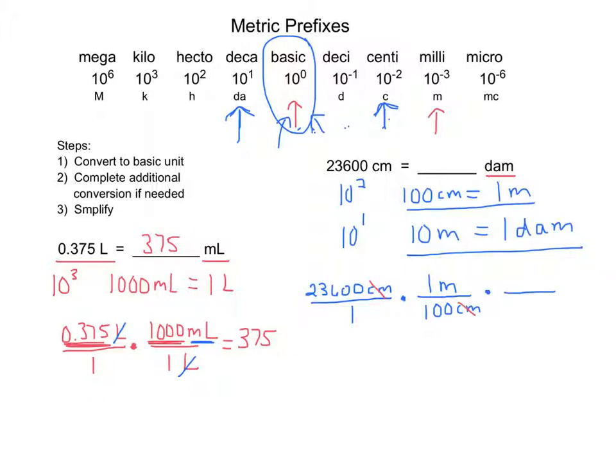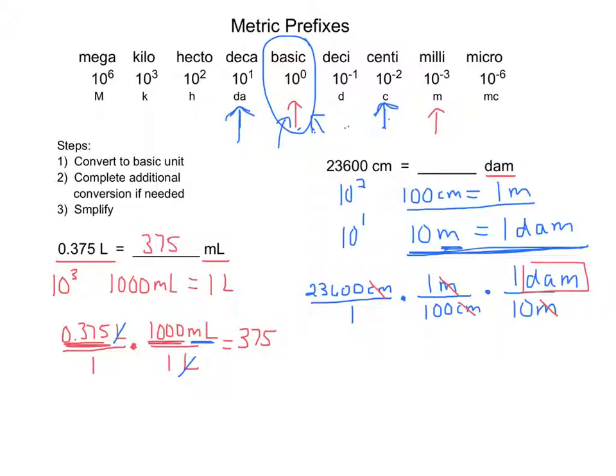Now I want to get rid of the meter. So I'm going to look at this second conversion that I have here. I want to get rid of the meter, so that means I'm going to have 10 meters on the bottom, and I'm going to have 1 decameter on top. Now notice again, the meters here will cancel. They're common on top and bottom, and so now I'm left with my decameters, which is what I wanted.